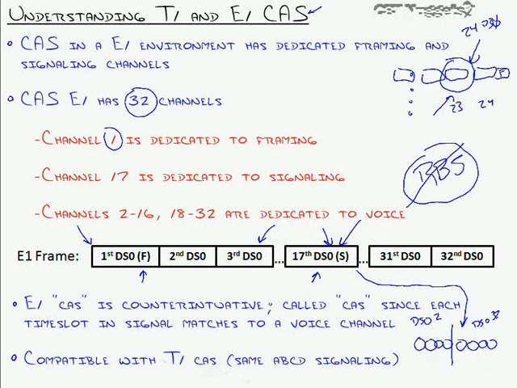So it uses the same signaling type, meaning the same ABCD, as extended superframe does in a T1 line, so they're totally compatible. I can bridge an E1 connection to a T1 without transforming signaling or anything like that. The reason they call this channel associated signaling is because it's using the same kind of signaling that T1 does with its robbed bit signaling. It's just dedicated in its own channel.